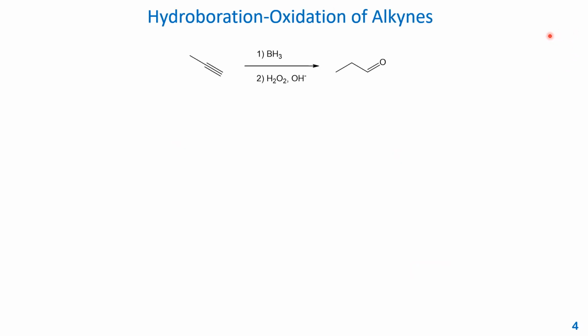Now, what about the hydroboration oxidation of alkyne? Again, we will use the terminal alkyne as an example first. Okay, this is propyne. Under this hydroboration oxidation sequence, the product actually will be an aldehyde. Okay, the first and second step mechanism will be similar to the alkene, so I'm not showing that again.